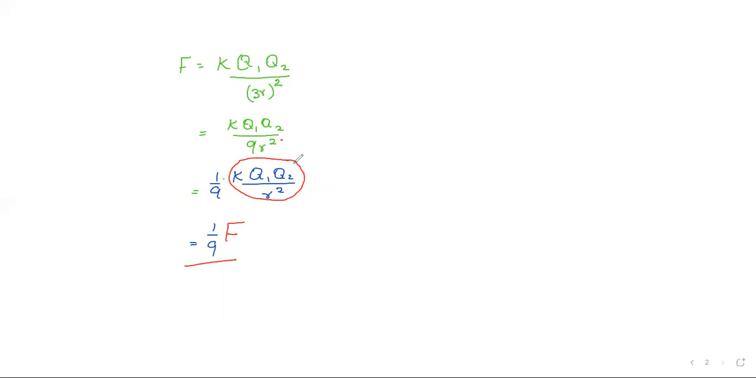Okay. Now, Coulomb's constant is 9 times 10 to the power 9 Newton meter squared per Coulomb squared. That's what you have.